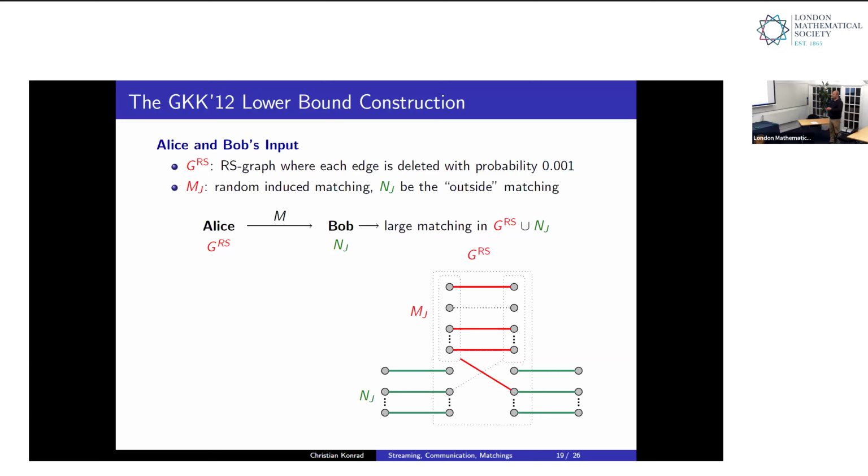Good, that's it. That's what Alice holds. Alice sends a message to Bob based on this graph. And now Bob holds the following. Basically, Bob holds this outside matching that I've put in here. So what is this outside matching?